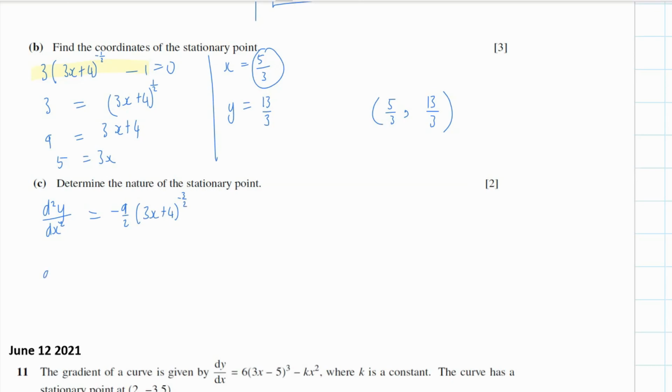Now, at x equals, where was our stationary point? 5 over 3.